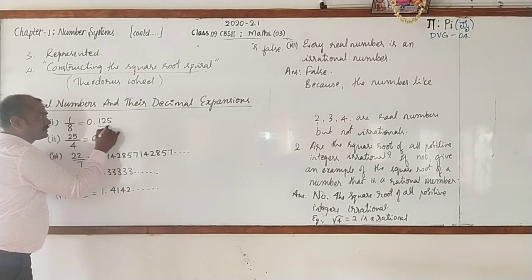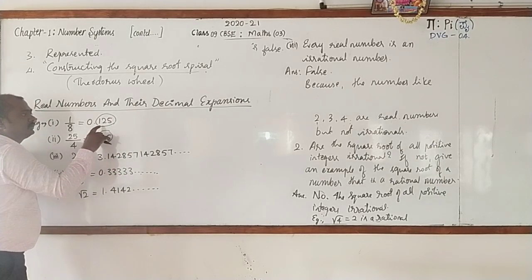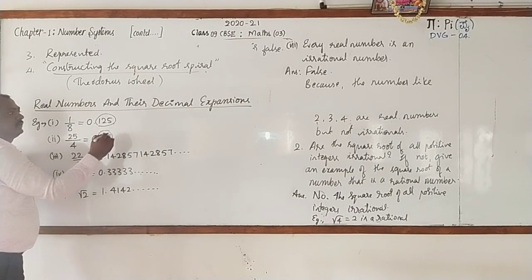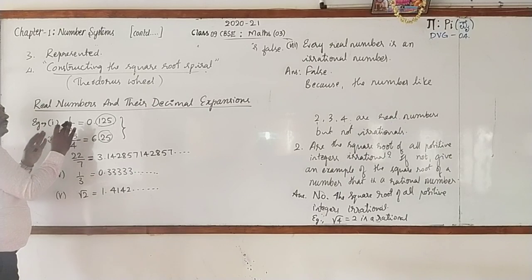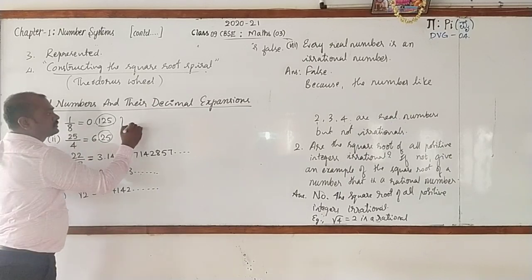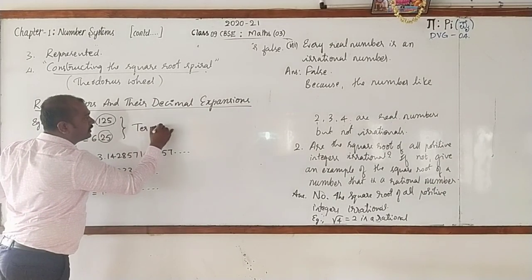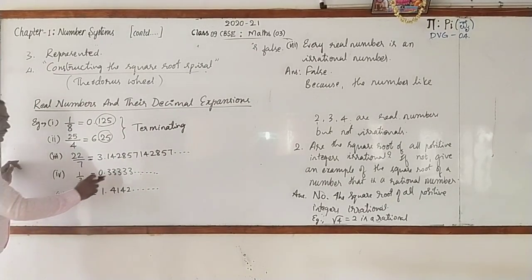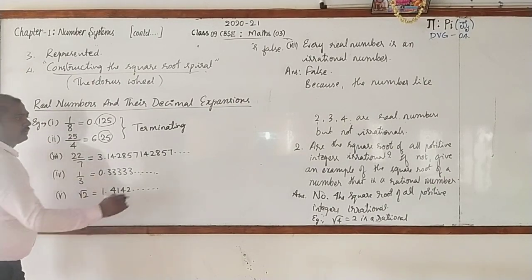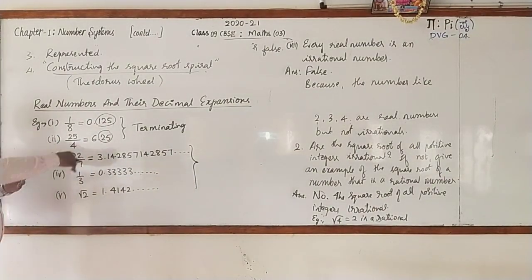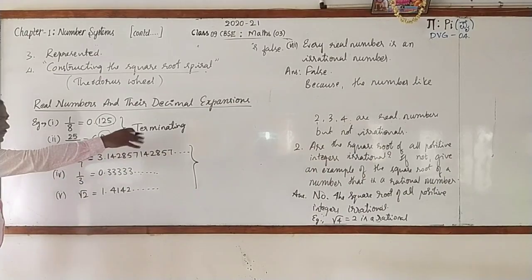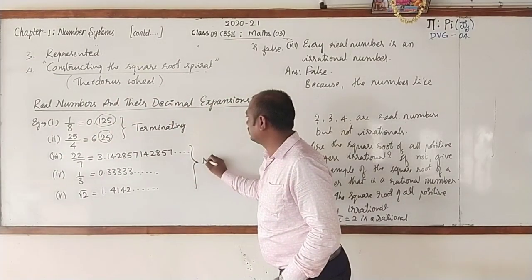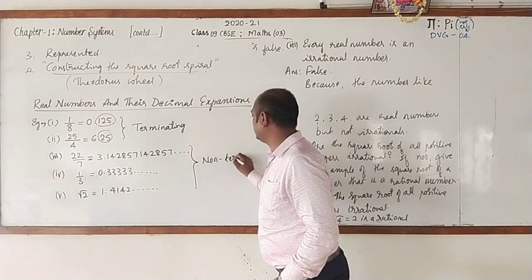In the first two examples, you can come to know that there are countable digits in the decimal part. That means there is an end for division. Hence, we can say that it is terminating. Whereas in these cases, there is no end at all. It is continuing. So we can say that it is non-terminating.